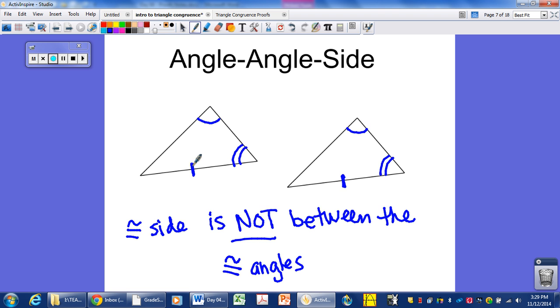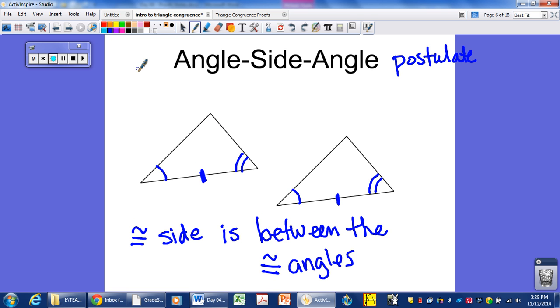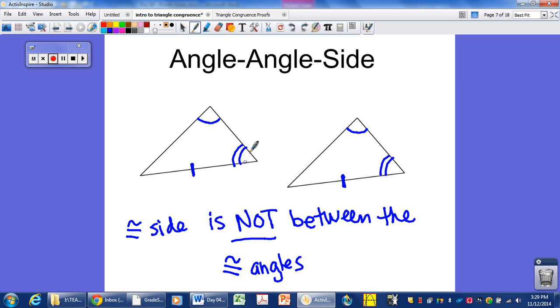Angle, angle, and then a side. Here, we have angle, side, angle. The side is between the angles. Here, the side is not between the angles. Angle, angle, side. This one is a theorem, the angle, angle, side theorem.